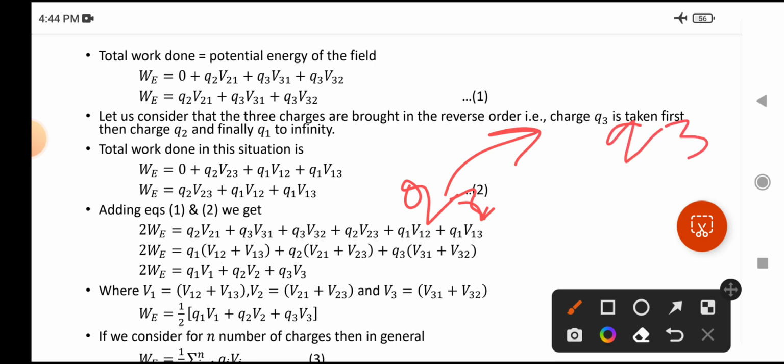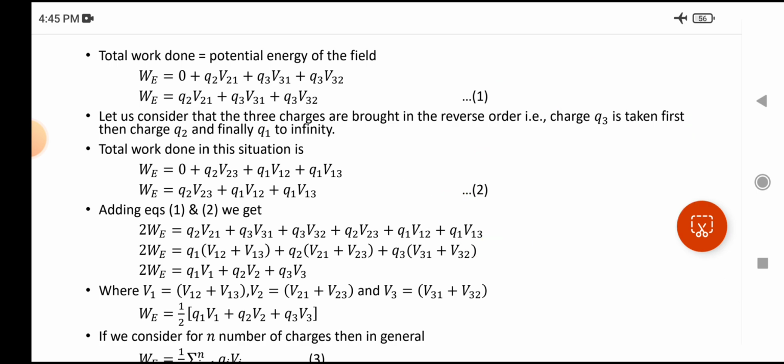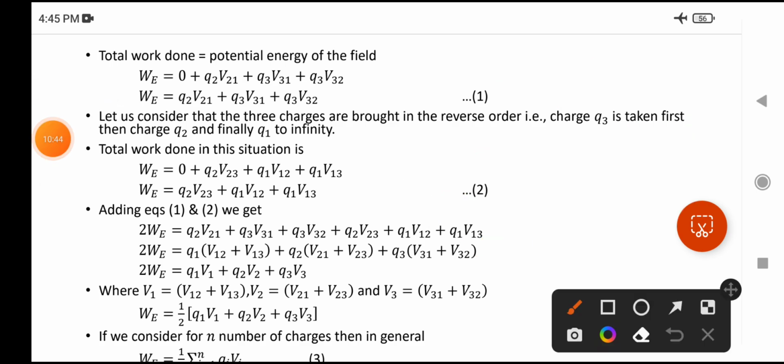At infinity, what is already there? The third charge is there, so we must do work. Let that work be W2. W2 is charge Q2 into potential V23. Why? V23 means the potential at the second charge because of the third charge. That is the meaning. Okay, so W1 has value 0, and W2 is like this. At infinity, how many charges are there? Q2 and Q3 are there.